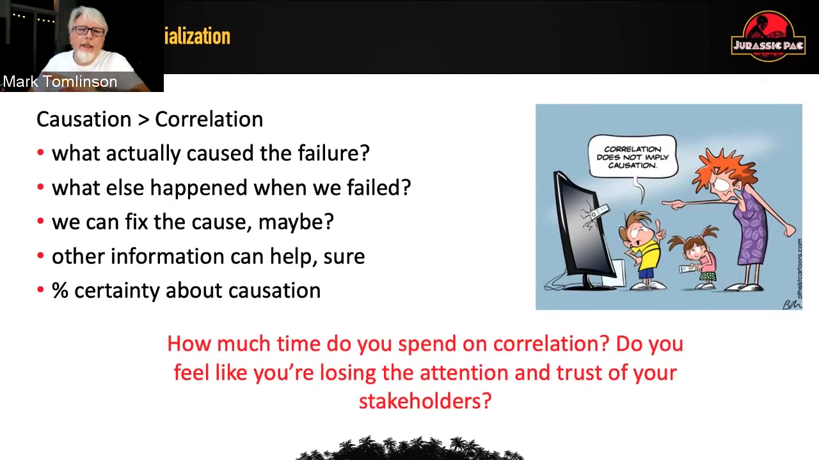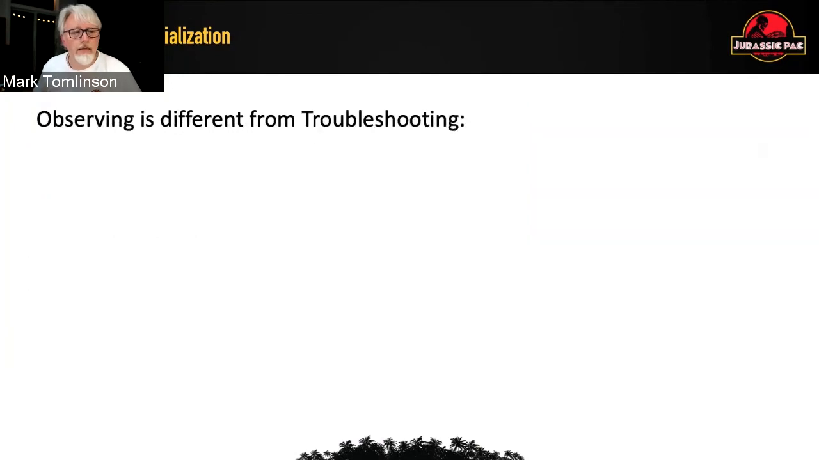So the question being, how much time do you spend on correlation? And if you're drowning in correlation, do you feel like you're losing the attention of your stakeholders? Do you feel like, I'm just talking about stuff that happened around the same time, unlike a flame graph where you could say, all right, this seems to be very related or very cogent to what I'm talking about. So prioritize causation over correlation and think about correlation in terms of data to support your causation. Observability is about making that almost instantaneous, very easy.